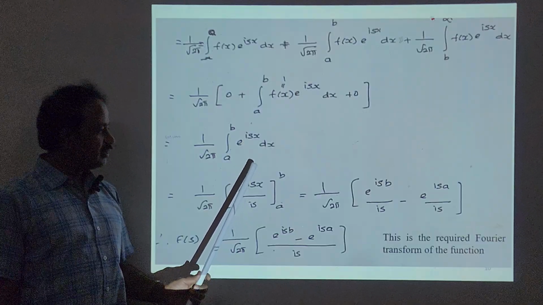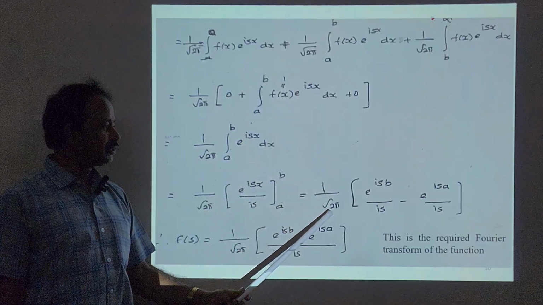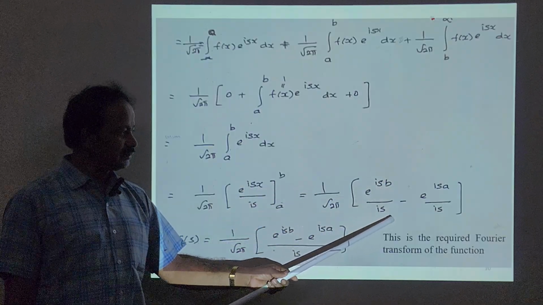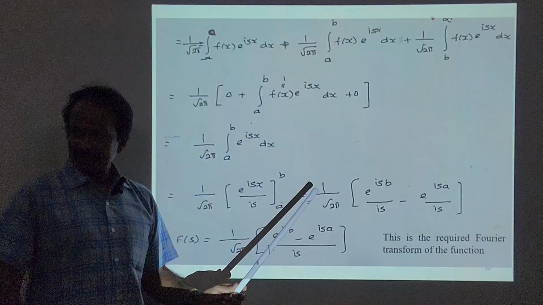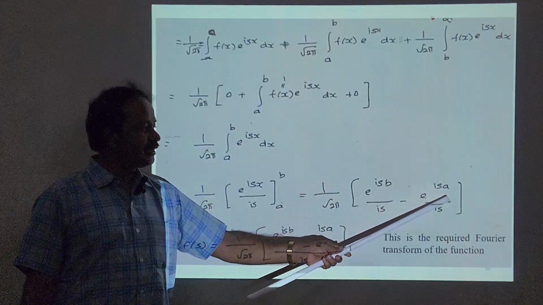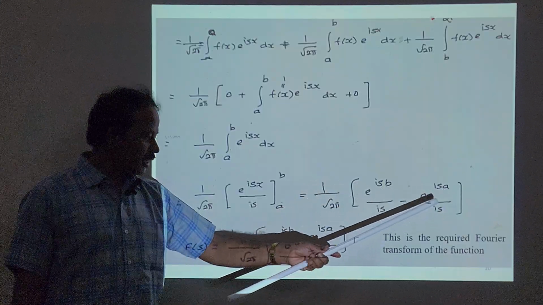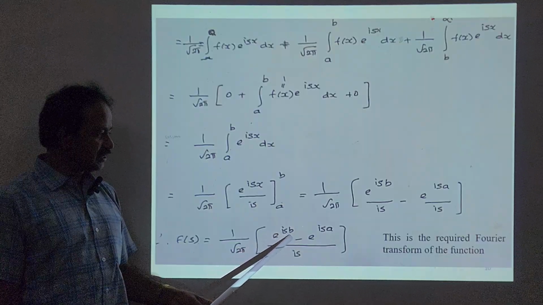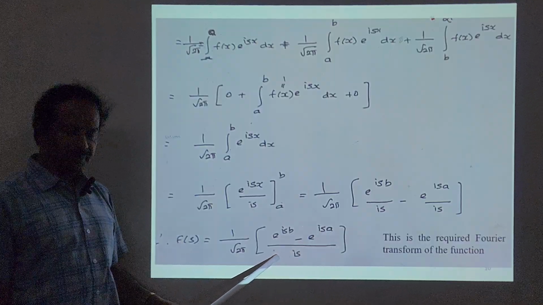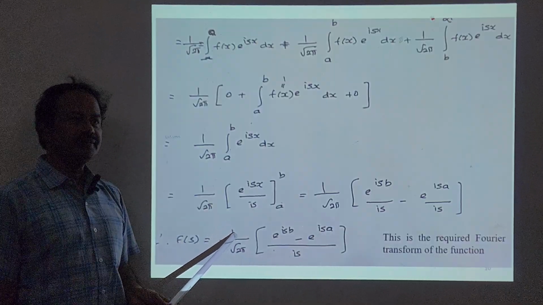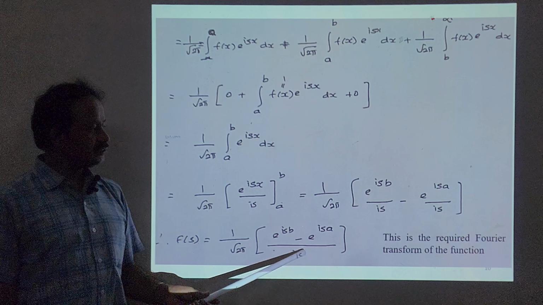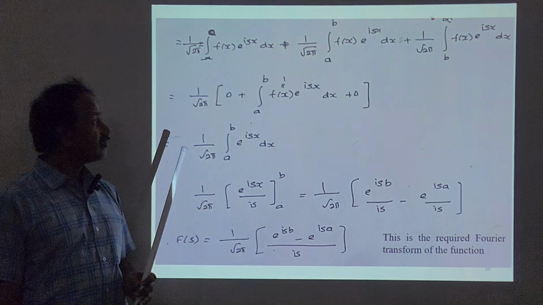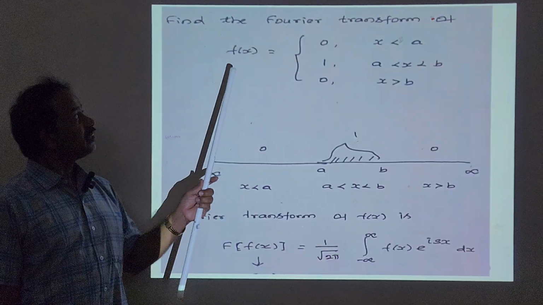Apply the limits. So you get 1 divided by root 2 pi, e power isb divided by is minus, you have to apply the lower limit, e power isa divided by is. You pull is out, is common. So you will get e power isb minus e power isa divided by is, multiplied by 1 divided by root 2 pi. So this is the required Fourier transform of the function. Okay? Is it okay?